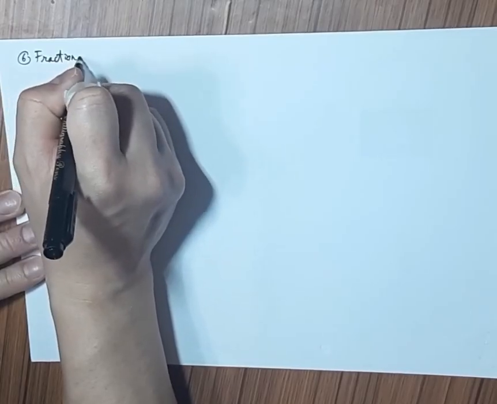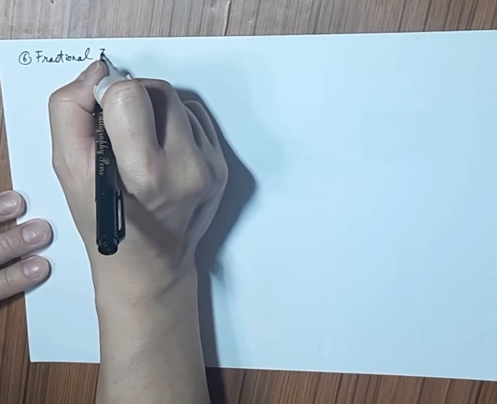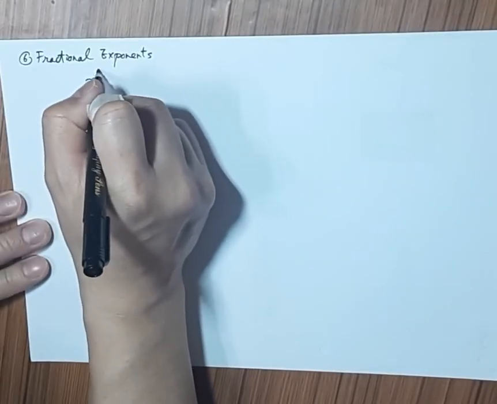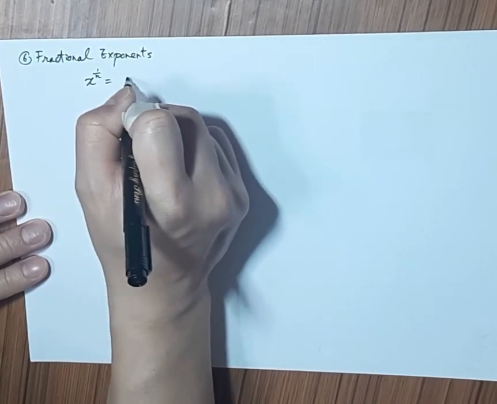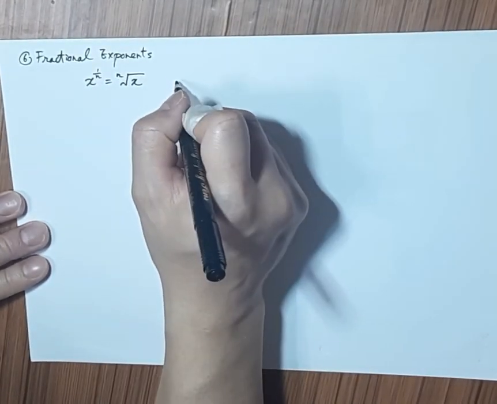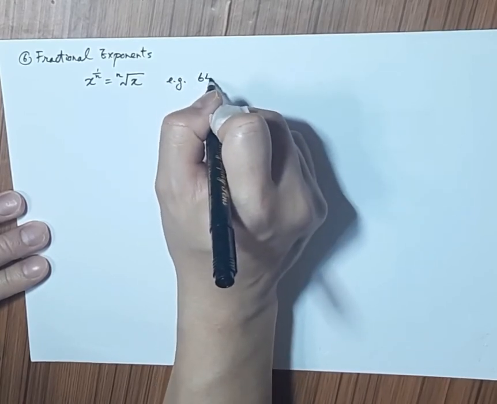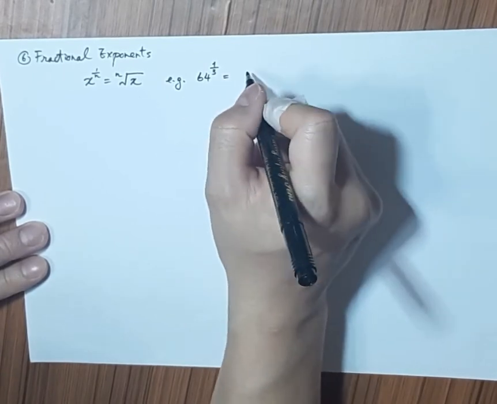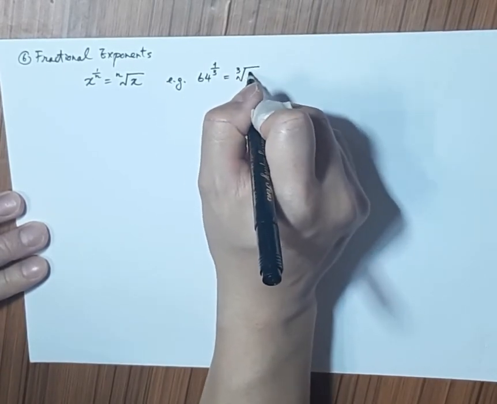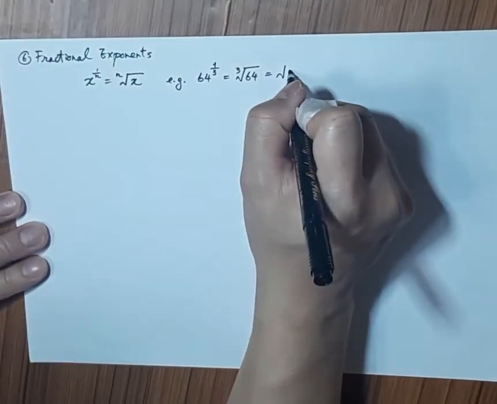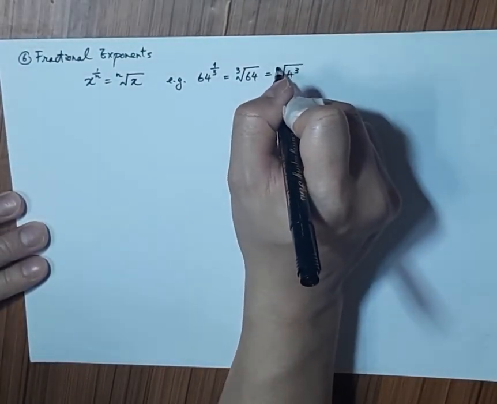The sixth exponent rule is the fractional exponent. That means if we have x to the power of 1 over n, it is equal to the nth root of x. For example, if we have 64 to the power of 1 over 3, it is equal to the cube root of 64. So it's equal to 4, since 4 to the power of 3 is 64.